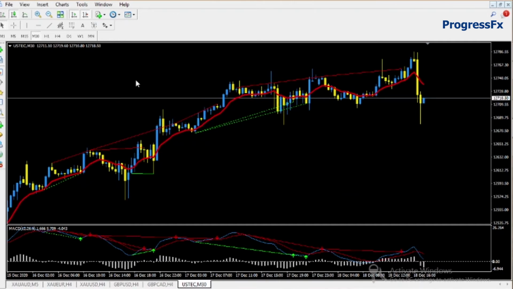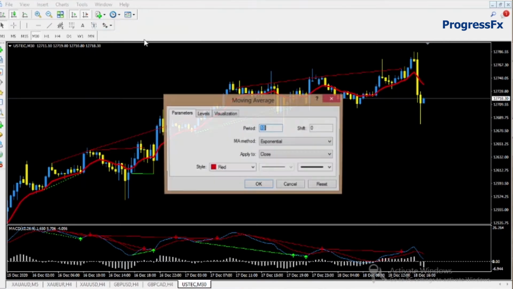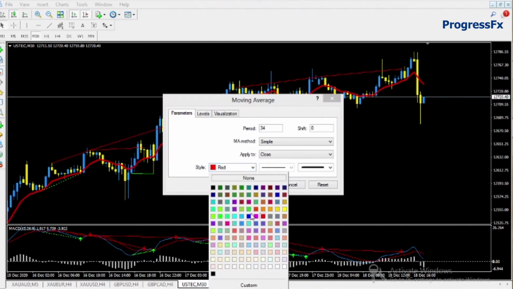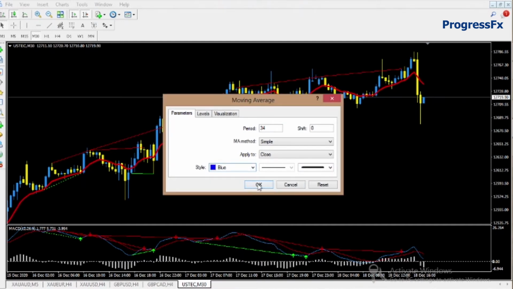Let's go back to the same place. We select moving average. Then here, we apply the 34 moving average. Here it is simple. Then you leave it at apply to close, or you set it if your own is not there. Here we like to make it bigger. Then I use the color blue here. Then OK.